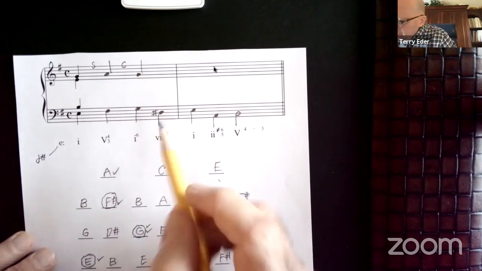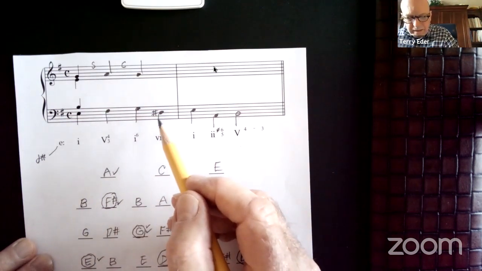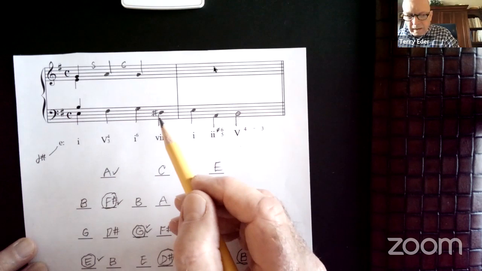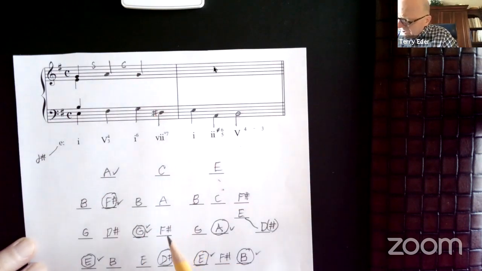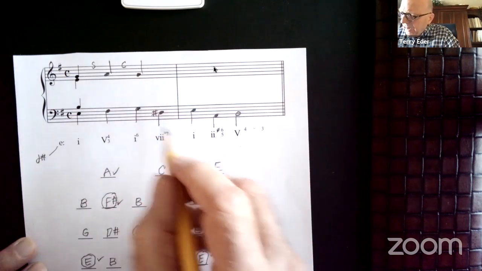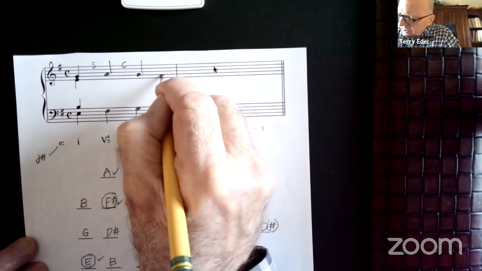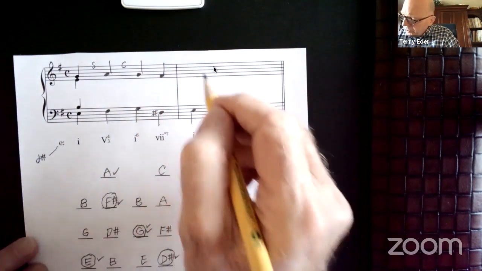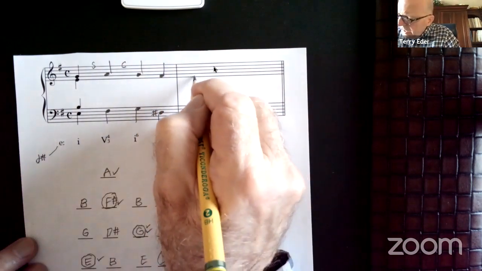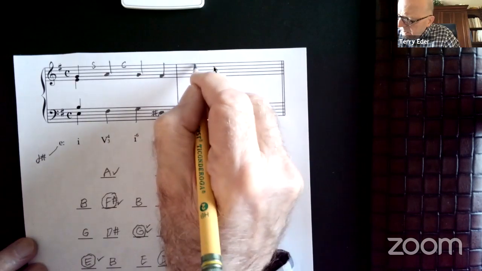And then this one, the 7 diminished 7. I'm going to go stepwise still, and rather than go back to A, I'm going to go to F sharp right here. Okay, and then I'm going to go in contrary motion, so I can go to E.